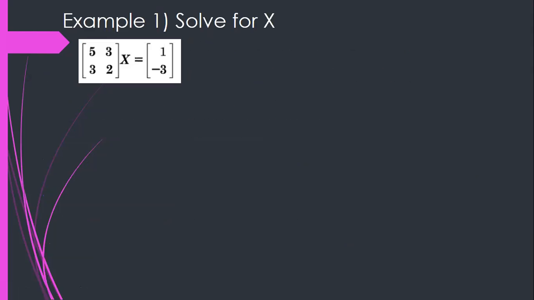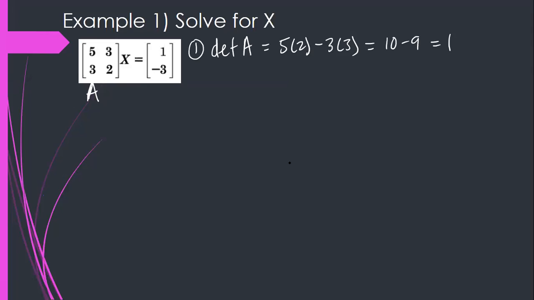So here we have 5, 3, 3, 2, X equals 1, negative 3, and we're solving for X. So the first thing we have to do is find the determinant of this matrix. So this is what we're going to call A. And we're going to find the determinant of A. So step 1 is what is the determinant of A? Well, 5 times 2 minus 3 times 3 equals 10 minus 9, which equals 1. The determinant is 1, not 0, so that means we're good to go, right?